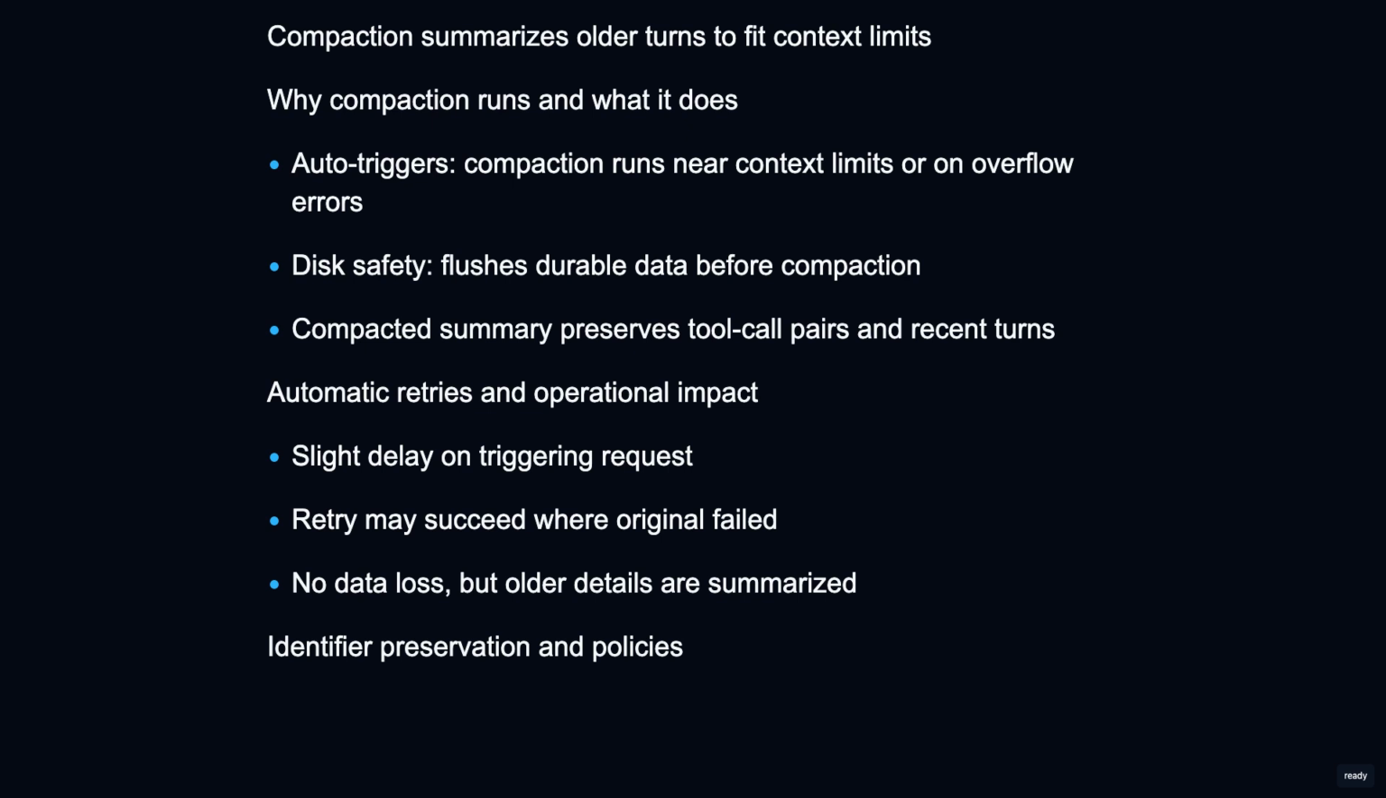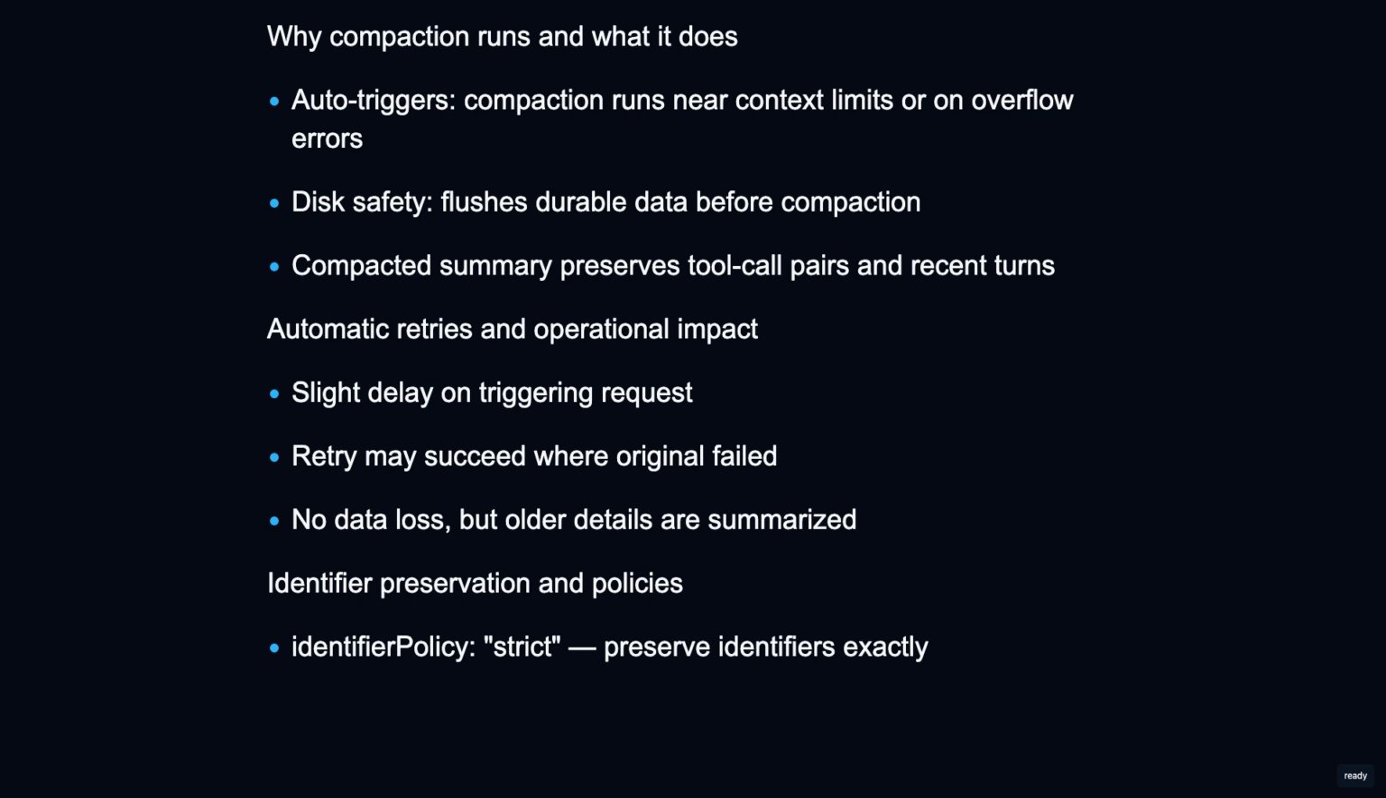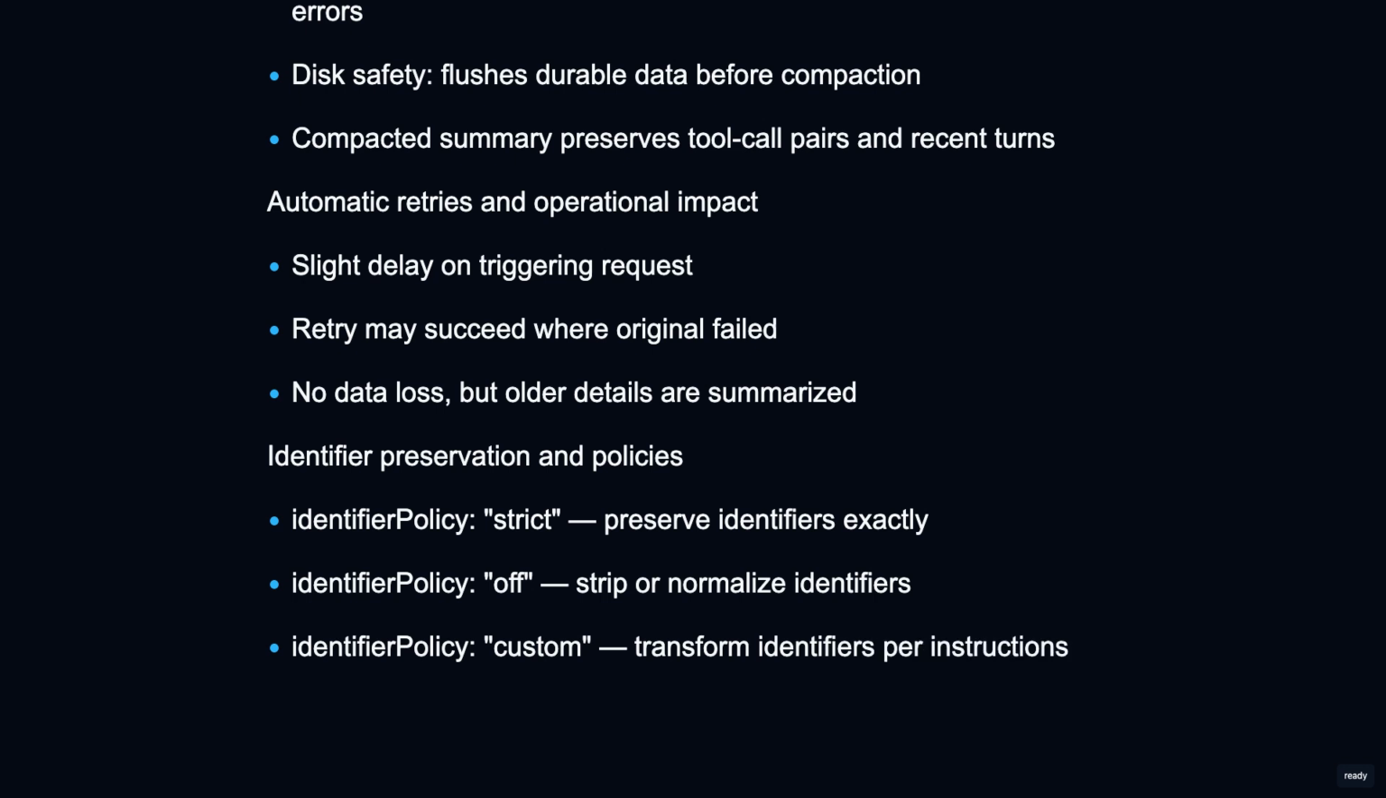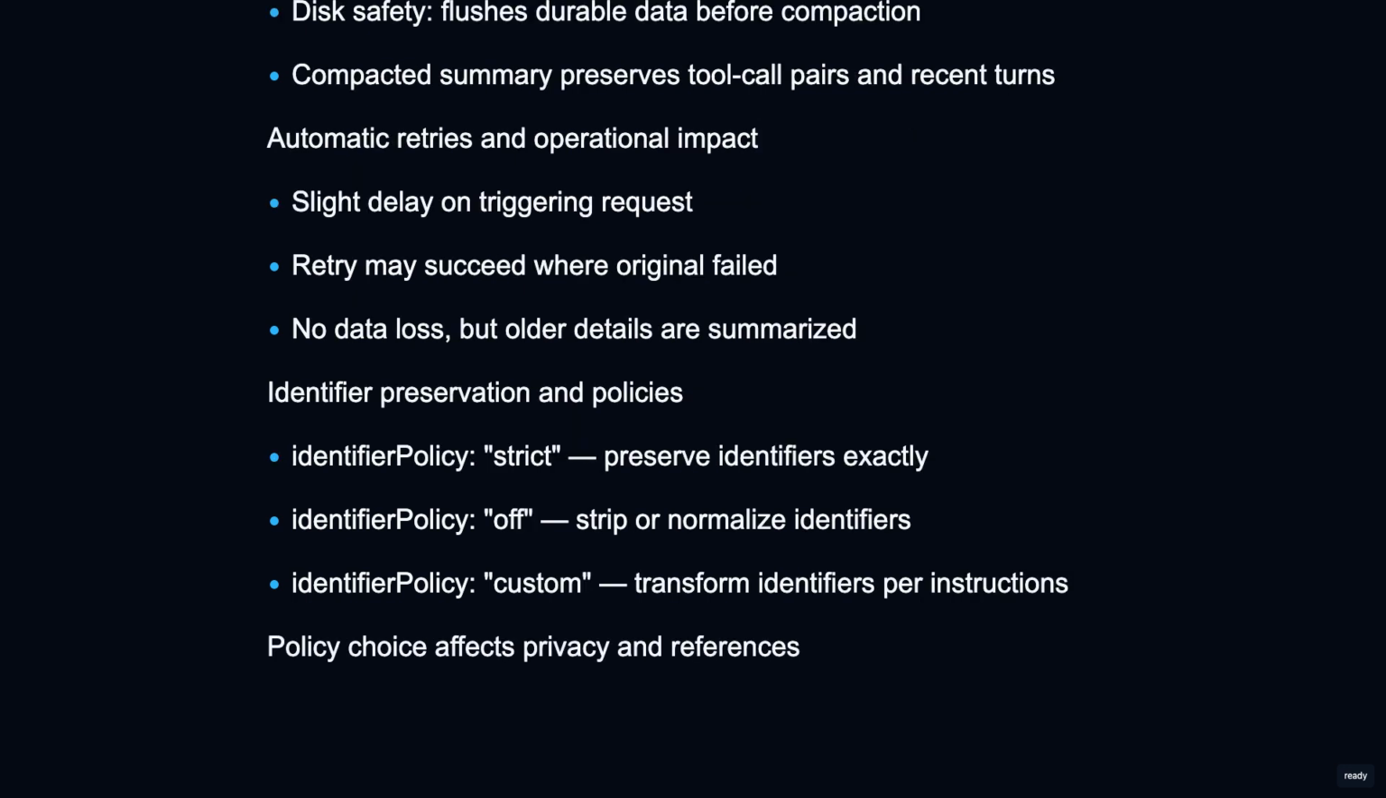Compaction respects identifiers by default, but you can configure how identifiers are handled during summarization. The default policy, strict, keeps identifiers exactly as they are in the summary. The off policy removes or normalizes identifiers for privacy or sanitization needs. The custom policy applies user-defined transformations to identifiers during compaction. Choosing the right identifier policy balances privacy, cross-references, and system requirements. Use strict if exact IDs are needed, or off or custom for sanitized summaries.